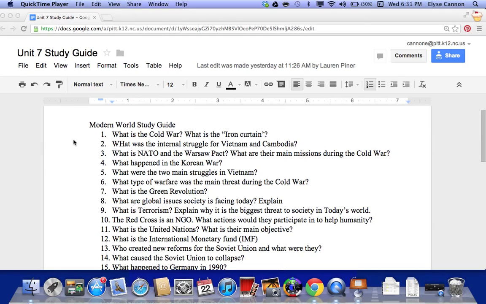The Red Cross is a non-governmental organization. What things do they participate in to help humanity? When we talk about the Red Cross, first of all, they're an international organization. They care for the needy in the world. It was established in 1864 at the Geneva Convention.